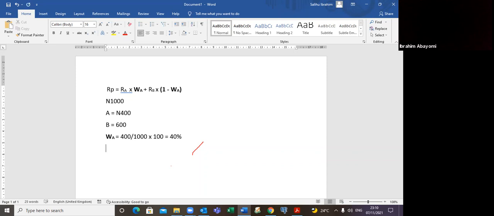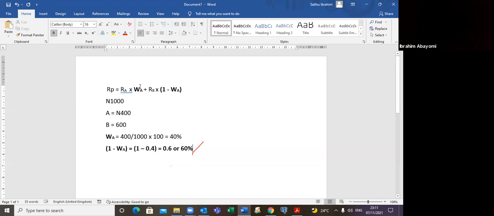If I know the weight of A, the weight of B, this one here, will simply be 1 minus 40%, which is 0.6. We can see that weight of A is 40%. So 1 minus 40% will be 0.6 or 60%. So that's what the formula represents.